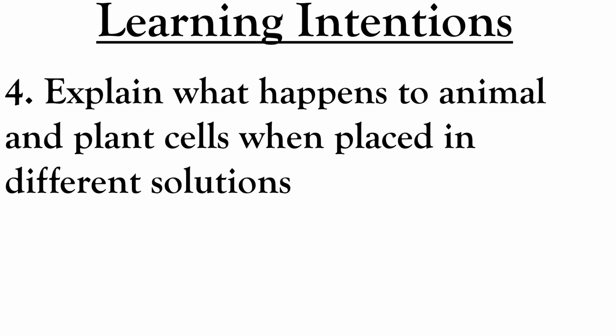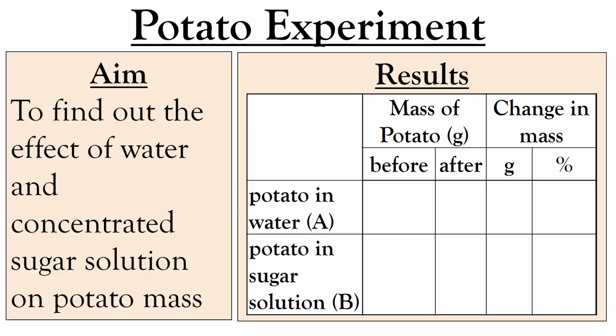So what we're going to go into next is to explain what happens to animal and plant cells when placed in different solutions. This might be a point, if you've been sitting doing this really well now, you might want to have a break and press pause and come back and do this on another day. So we're just going to go into the last sort of section of this, okay? So we're going to look at particularly animal and plant cells.